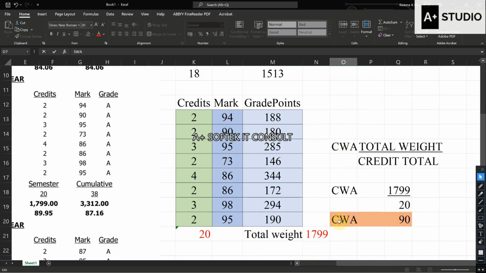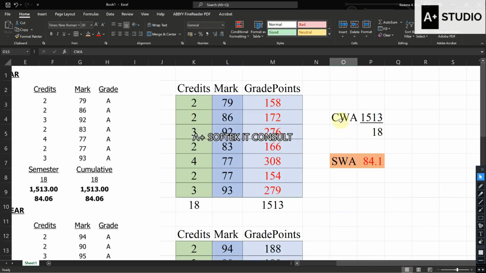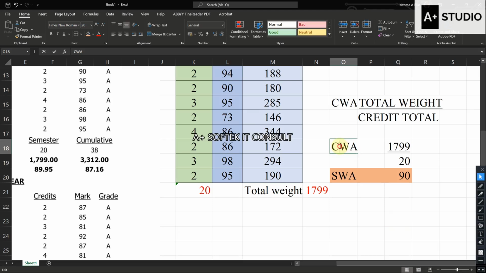Let's not make it C. Let's make this one semester weighted average. Let me clean this. Let me make it semester.